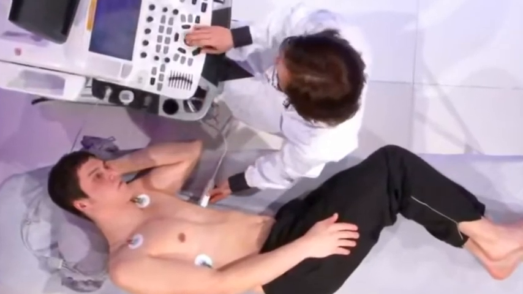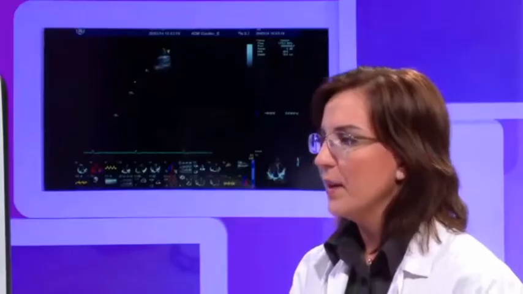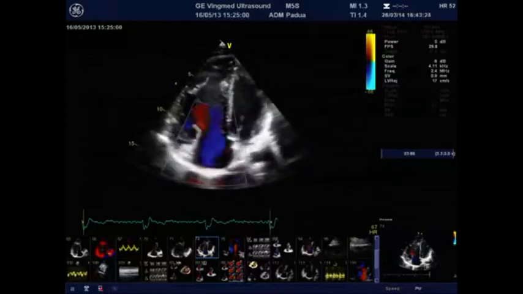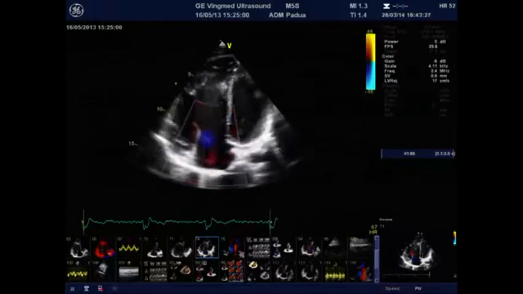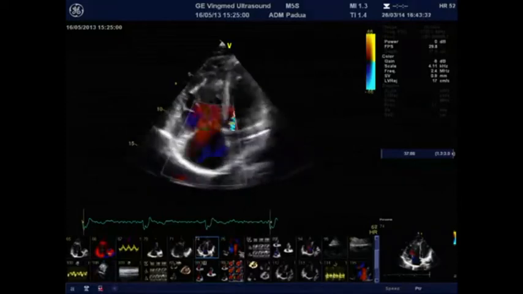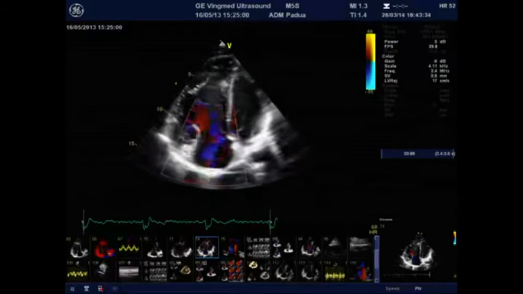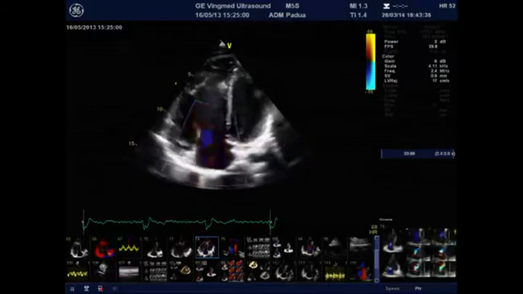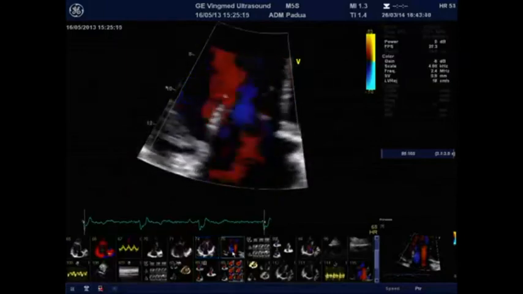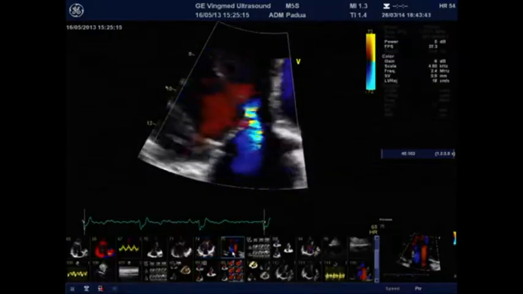Okay. Here is the image, the color Doppler flow of the tricuspid regurgitation, which qualitatively doesn't seem severe. However, if you would like to take a closer look, you need to zoom the image like this.